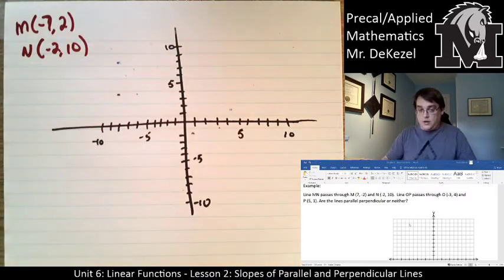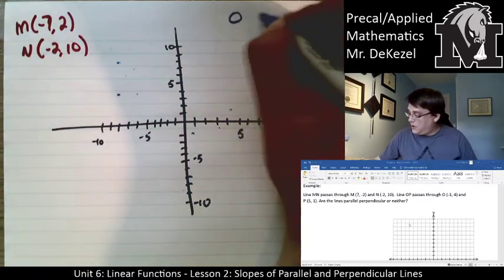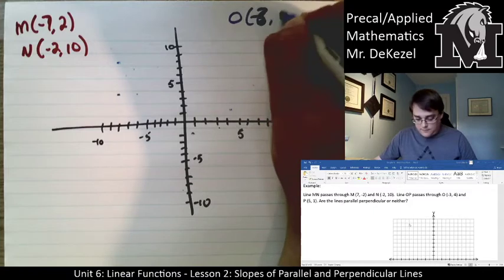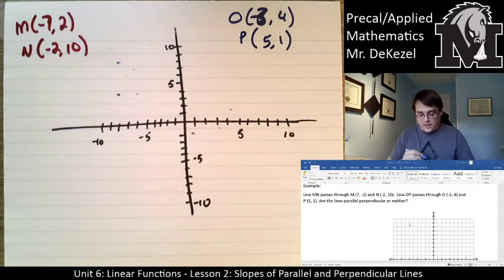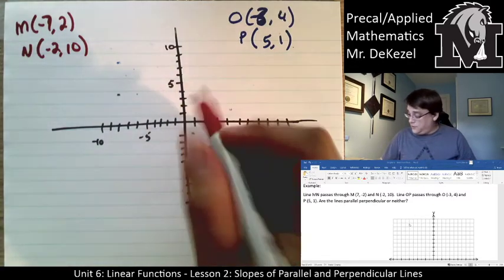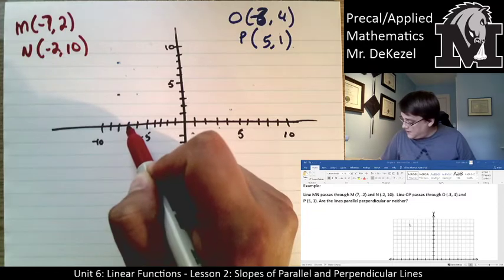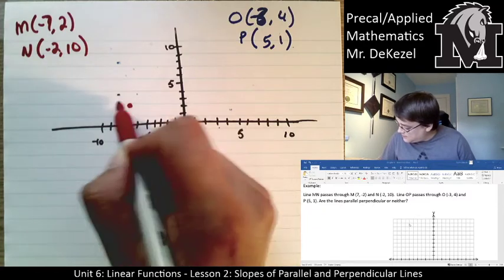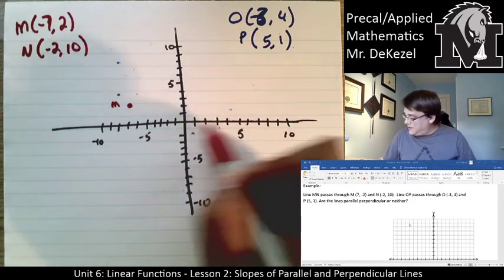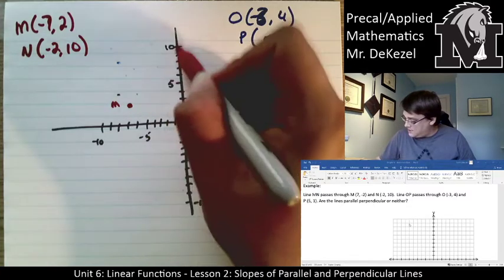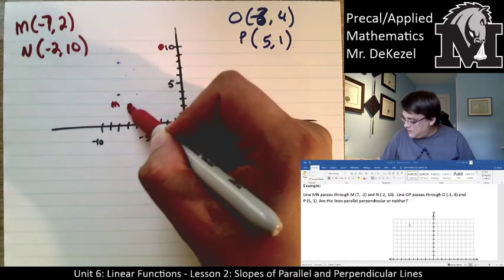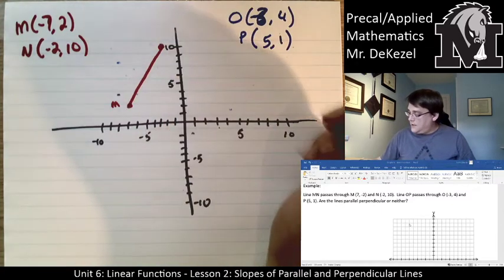And then I'll write the O and the P over here. O is negative 3, 4. And P is 5, 1. So let's do this. We've got the point minus 7, 2. So minus 7 is here, and up 2 is right here. That is point M. And N is minus 2, 10. So that is minus 2 and 10 up here. We have a line that looks something like that.